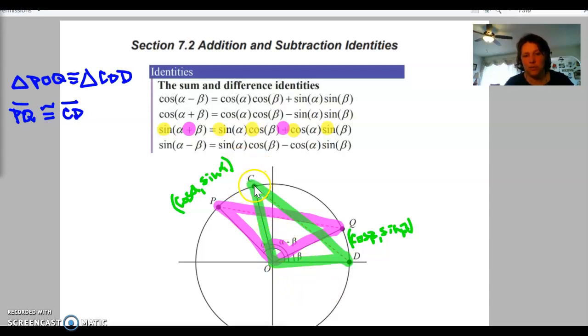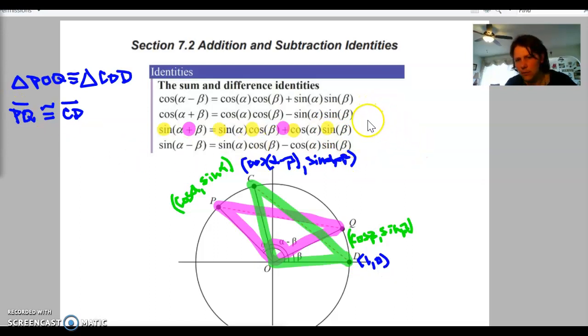So I need to know what this point C is. Now remember, C is just the rotated version of P after we took the alpha minus beta. So the point for C is going to be cosine of alpha minus beta, and the sine of alpha minus beta. Okay? And then our point D, we also need to know what our point D is, but that's very nice and easy, just the point (1, 0).